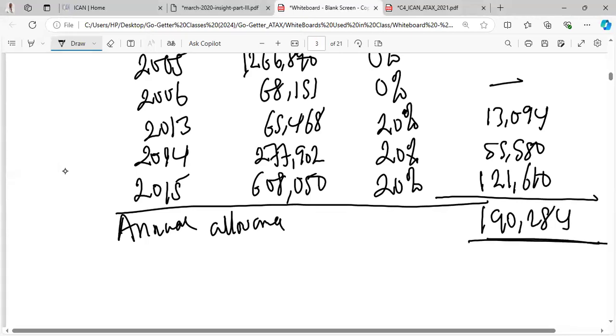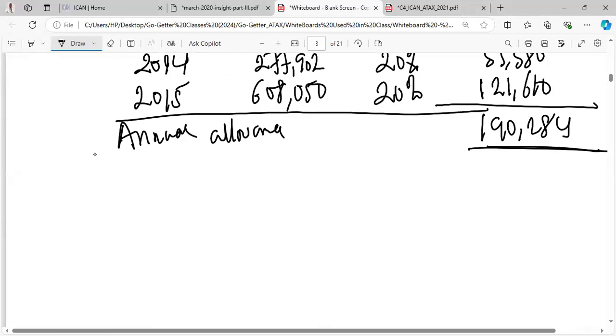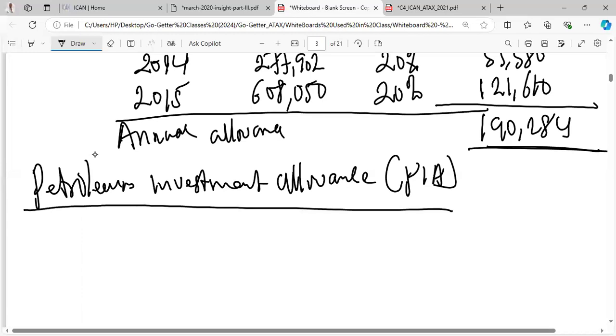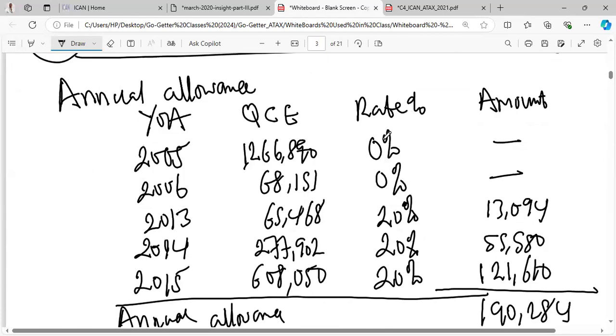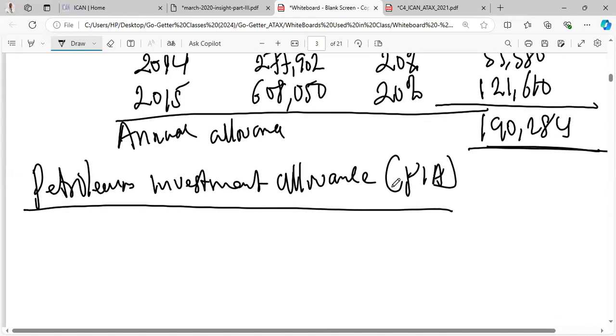So this is your annual allowance. That's not all. The next thing we are looking for is petroleum investment allowance, which we call PIA. We have established that this is a joint venture. This one does not have PSC in this. It doesn't have PSC. That's why we are calculating annual allowance as 20% and all that, and petroleum investment allowance. We are going to be looking at it now.